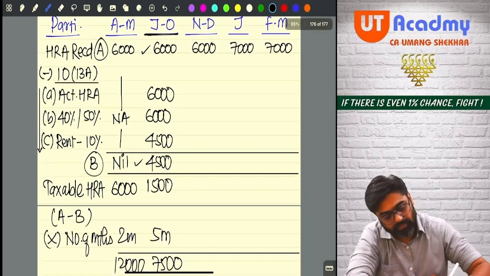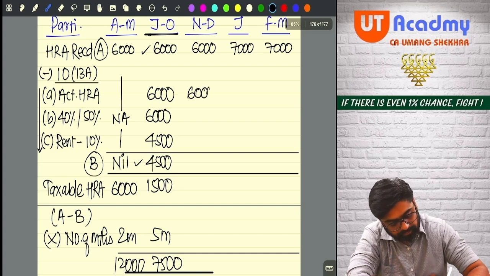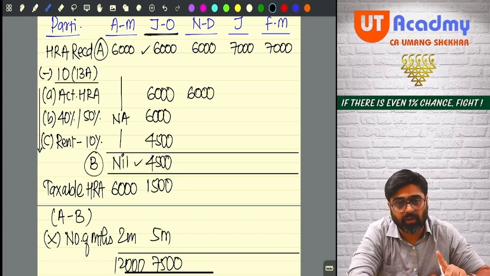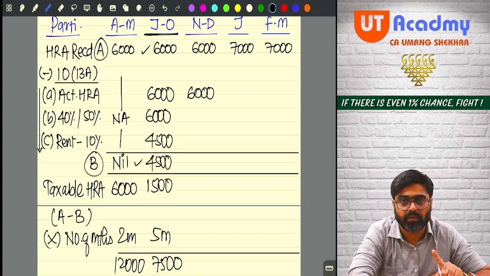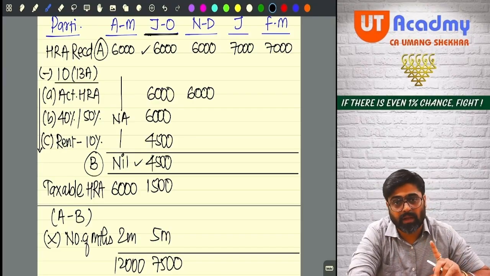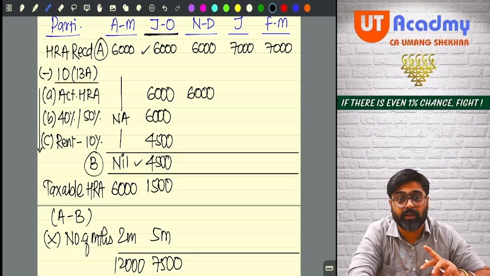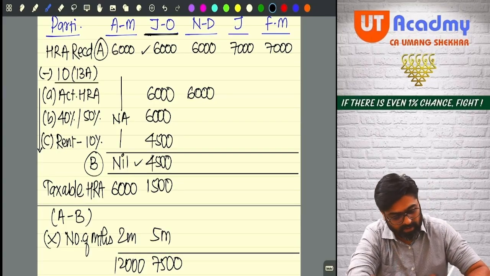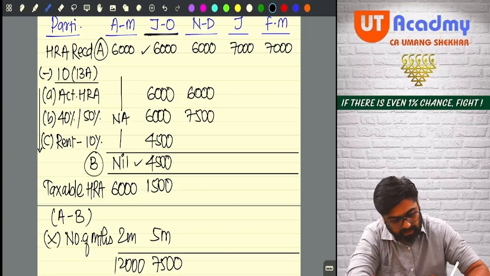November to December, actual HRA is 6,000. And my salary is the same, 15,000. But now I will not take 40%, now I will take 50%. Why? Because from November, I have started paying rent in Delhi. So 50% of salary needs to be taken now. 50% of 15,000 will be 7,500. So I will write 7,500 here.